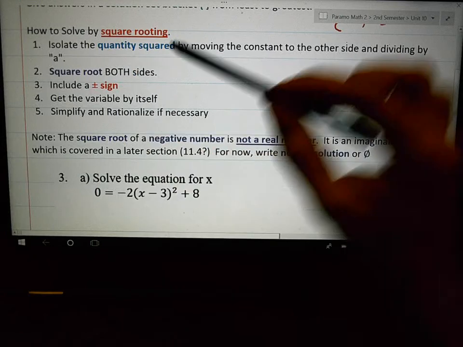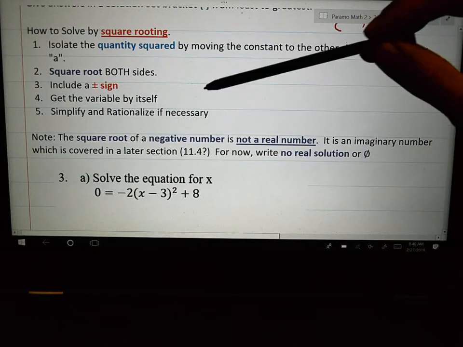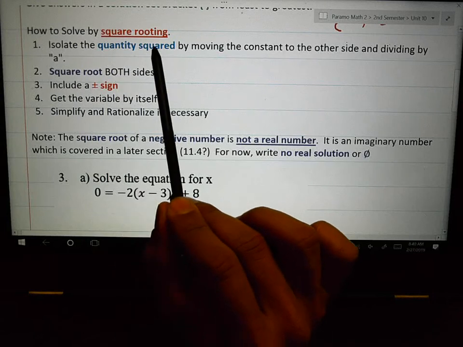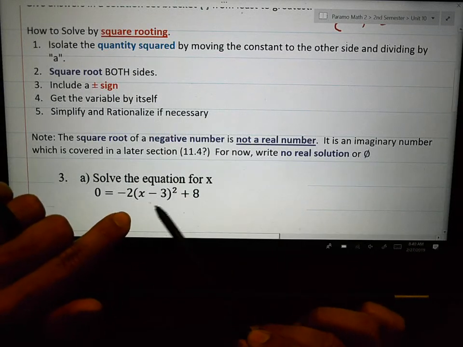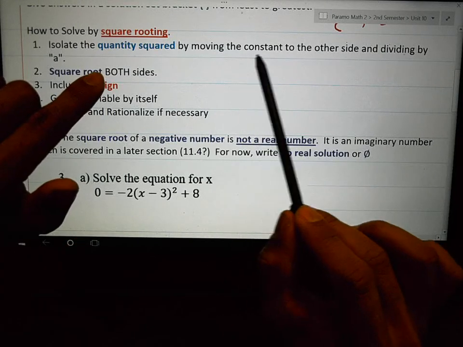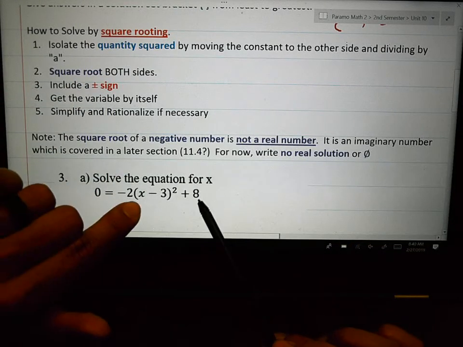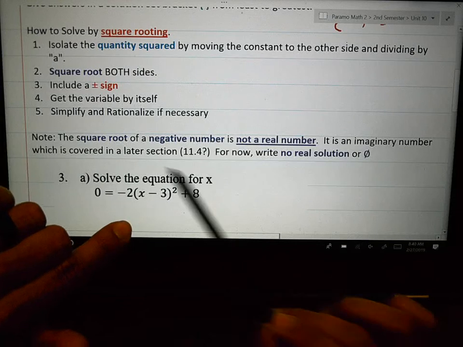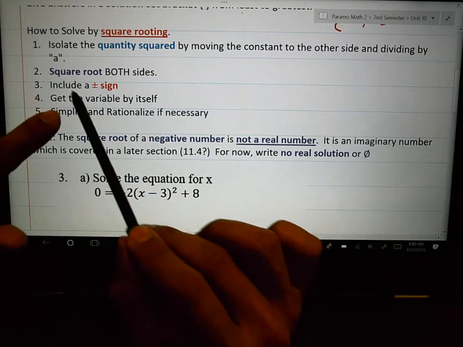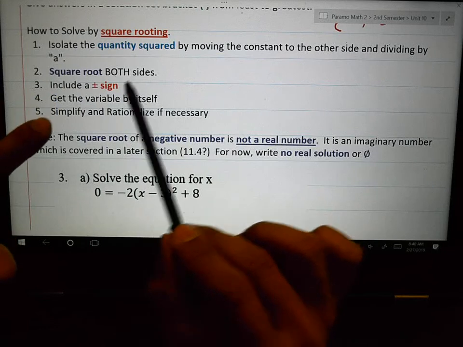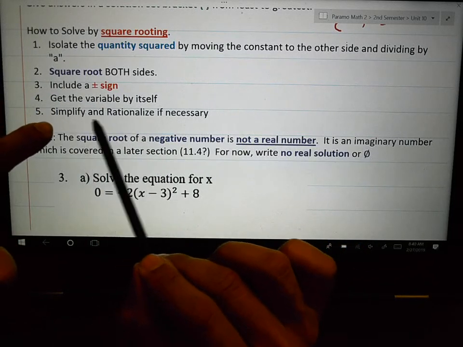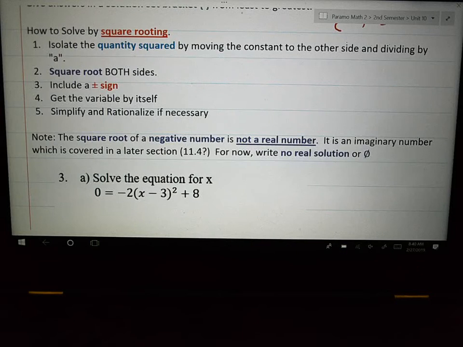So here's what we're going to do. We're going to do these 5 steps in most of these problems. We're going to try to get the quantity squared. That might mean this group squared. We want that by itself by moving the constant to the other side and dividing by a. So we might move this over first by doing the opposite. We might have to divide by a secondly. We might have to square root both sides, and don't forget the plus or minus sign. Get the variable by itself and simplify and rationalize if necessary.